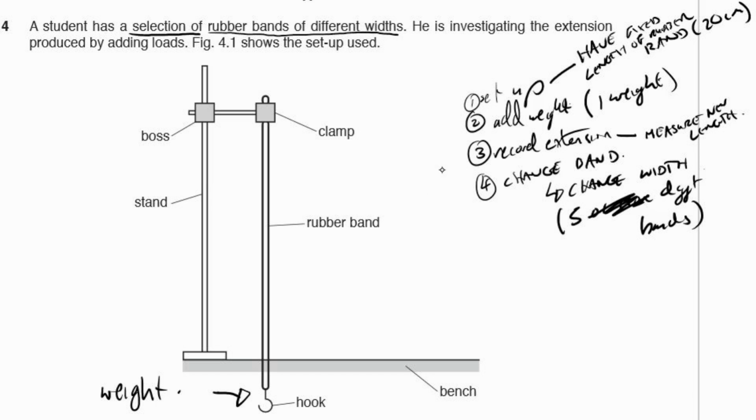So looking at this, I'm going to need to measure the original length and the new length and find the extension. If I'm going to be doing all these measurements, I'm also going to need a meter rule, set up so I can measure the length from the top of the clamp. Okay, that should do quite nicely. Let's start putting that information down.